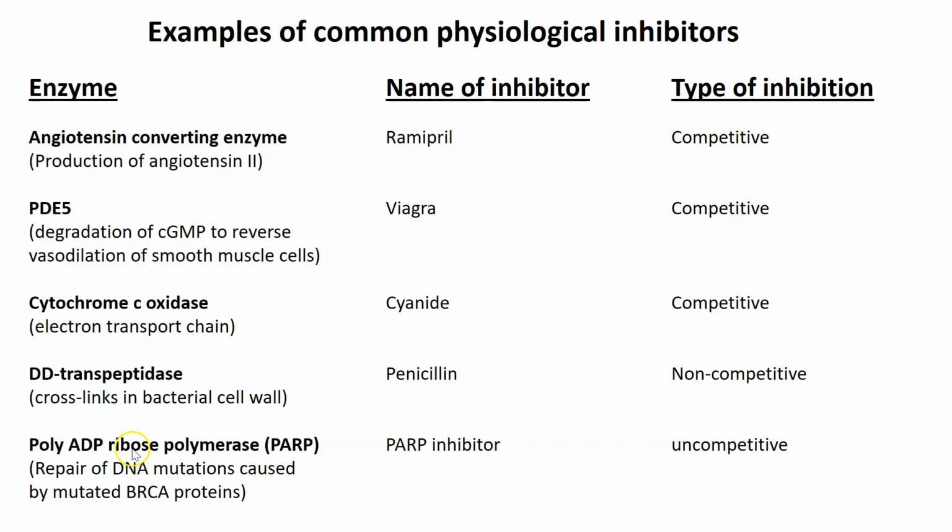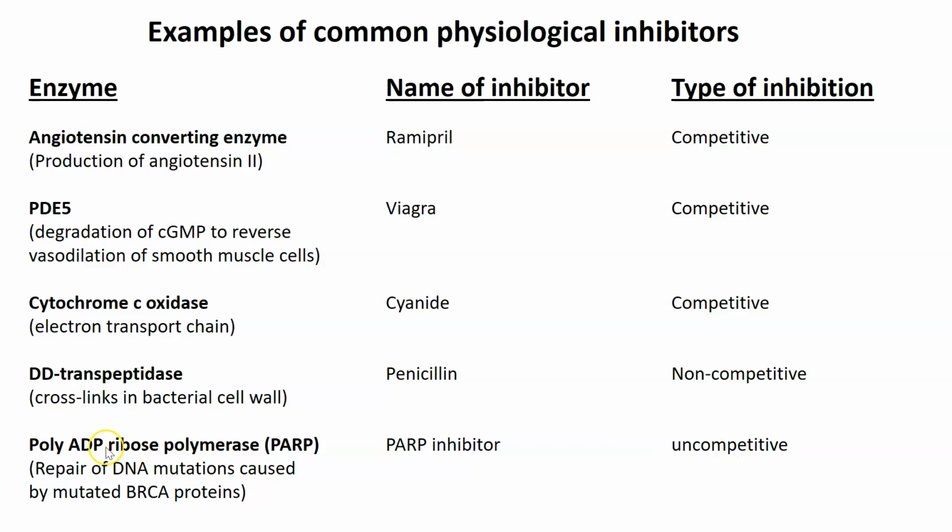And then we have the last one here, poly-ADP ribose polymerase. This enzyme is important because it repairs DNA mutations caused by mutated BRCA proteins, breast cancer proteins. What generally happens is that this enzyme doesn't quite fix the mutations, because it's mutated because of these proteins. So we can inhibit this enzyme by this molecule here. It's a drug. It's a chemotherapy drug, PARP inhibitor. It impacts on this enzyme, but it does it in an uncompetitive way.